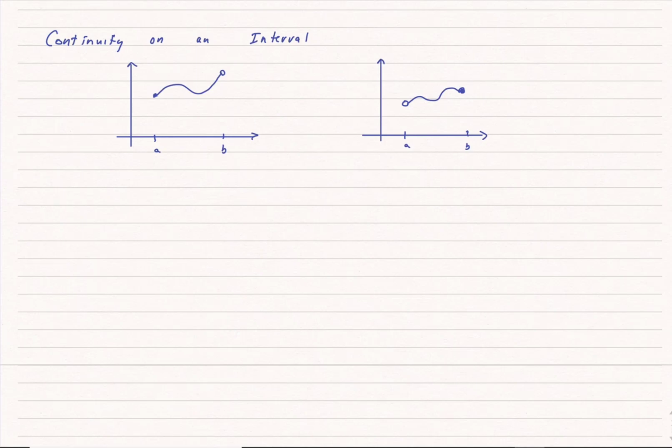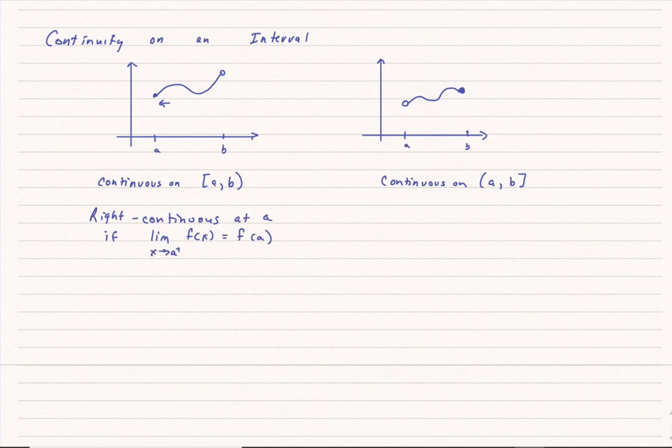The next thing we have to consider is continuity on an interval. If I have the following two graphs, I could say that both of these are continuous if I'm careful about my interval notation. Using interval notation, brackets mean the endpoint is included, parentheses means it is not. It gets infinitely close, but does not include that point.